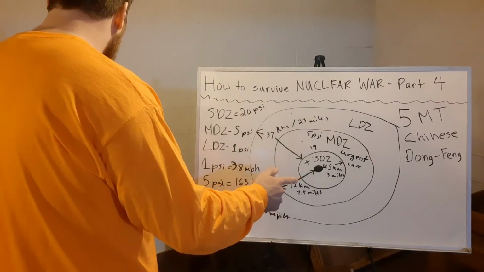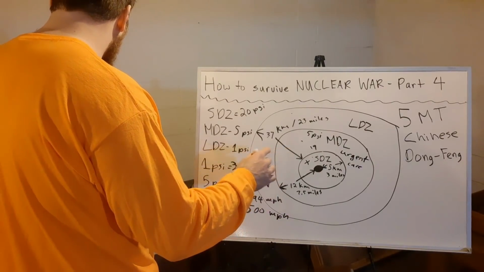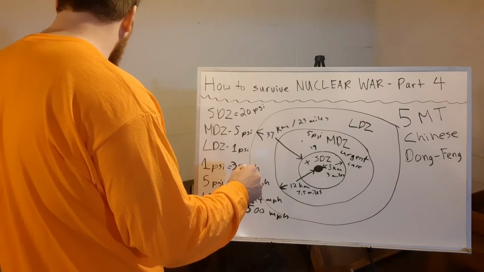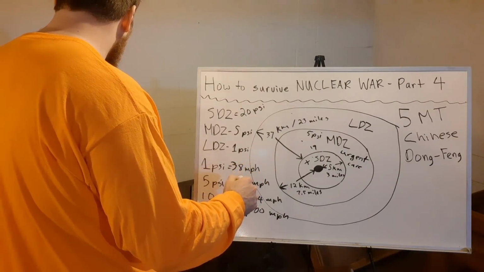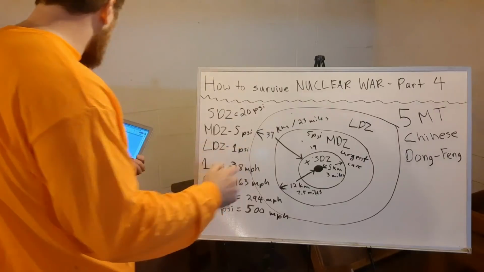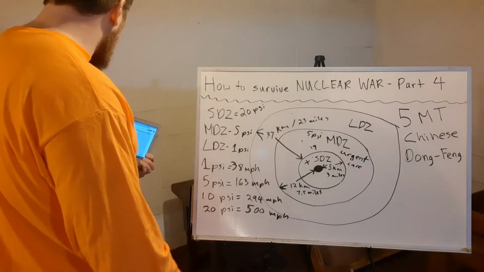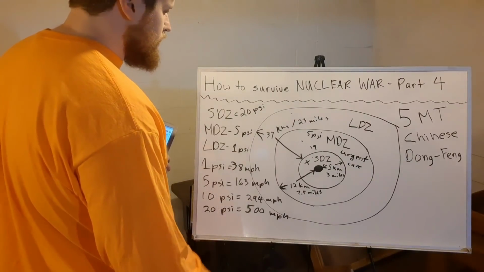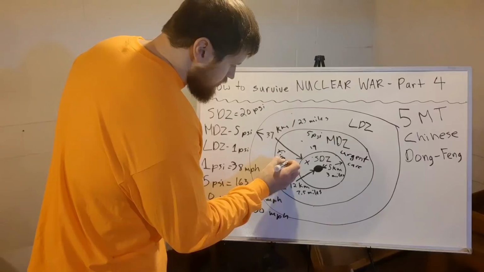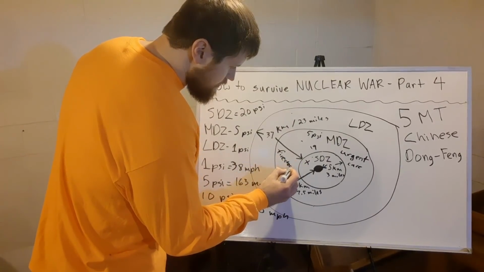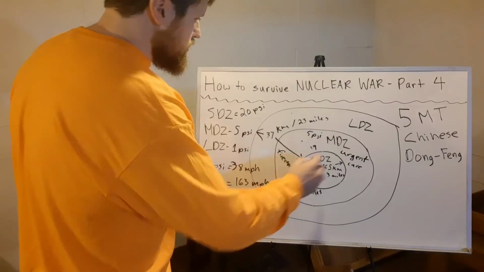So the thermal effects in the MDZ, you're talking about a thermal pulse that will ignite fires and cause lethal burns to those within the line of sight of the fireball. Fires will be a major concern in the MDZ. Depending on weather conditions, these fires can spread quickly and coalesce into a firestorm. Okay, so you may get firestorms here, okay, within the MDZ. They may not, the whole area may not burn, but you may get pockets of firestorms.